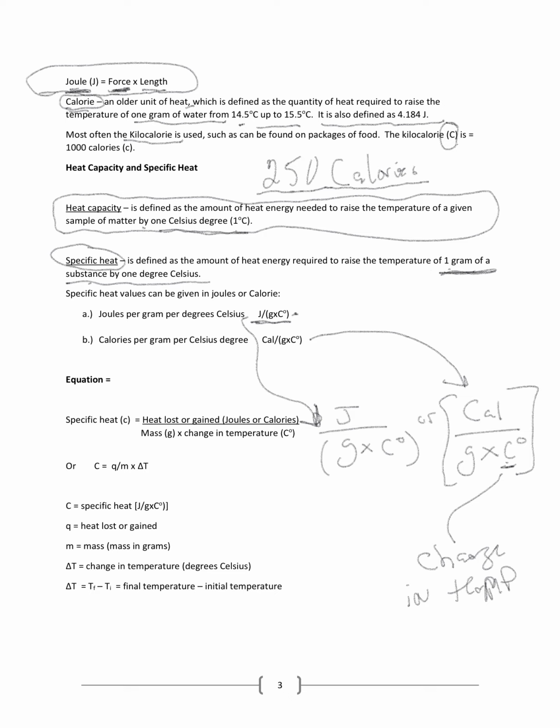And if you look over here, we can define the change in temperature as delta T. Delta means change, and T is for temperature. So delta T is the change in temperature. And we can use this formula to determine it: T F, where the F means final, so temperature final, minus T I, which is temperature initial. This will give you the change in temperature.